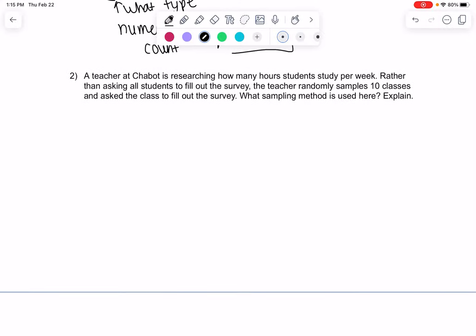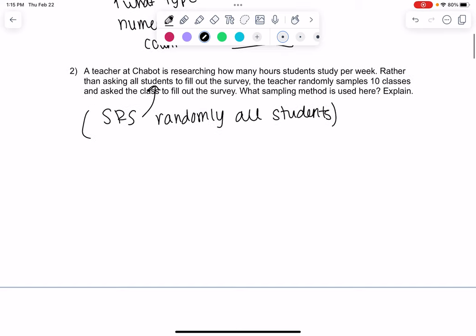All right, let's try question two. A teacher is researching how many hours students study per week. Rather than asking all the students to fill out the survey, the teacher randomly samples 10 classes and has them fill out the survey. What sampling method is this? Simple random sampling would be as if we did do all students, which is not what we did. We've decided that's too difficult. By putting them in classes, we've grouped them together or clustered them. So this is called cluster sampling. My explanation is each class is a cluster.